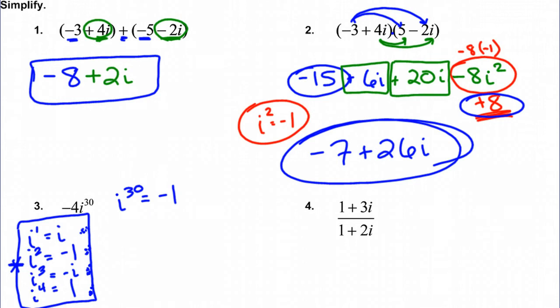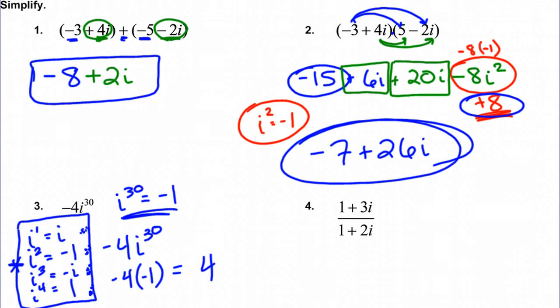I to the 31st would be negative I, I to the 32nd would be 1, and so on. It just carries on. So with this in mind, we're going to say that that's -4 times I to the 30th, and that becomes -4 times -1. Well, what is that? -4 times -1 is actually +4, and that is what -4 I to the 30th simplifies to be.